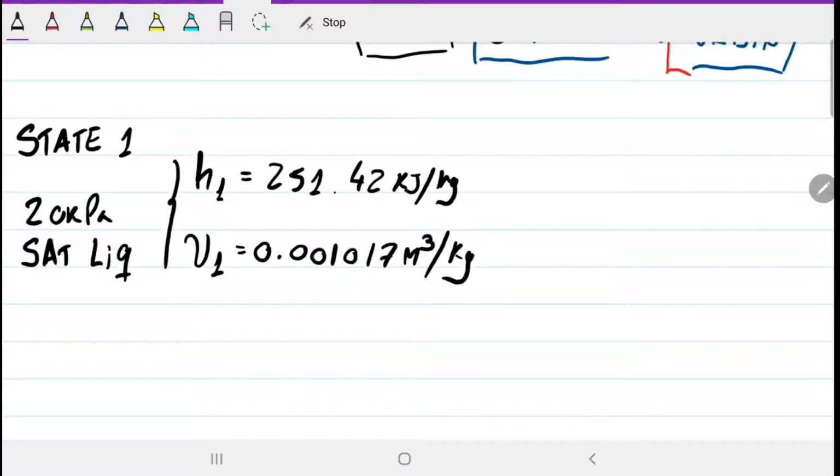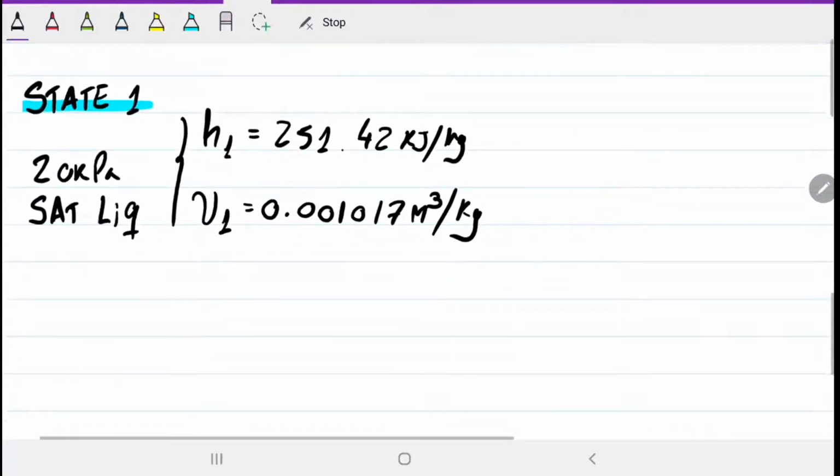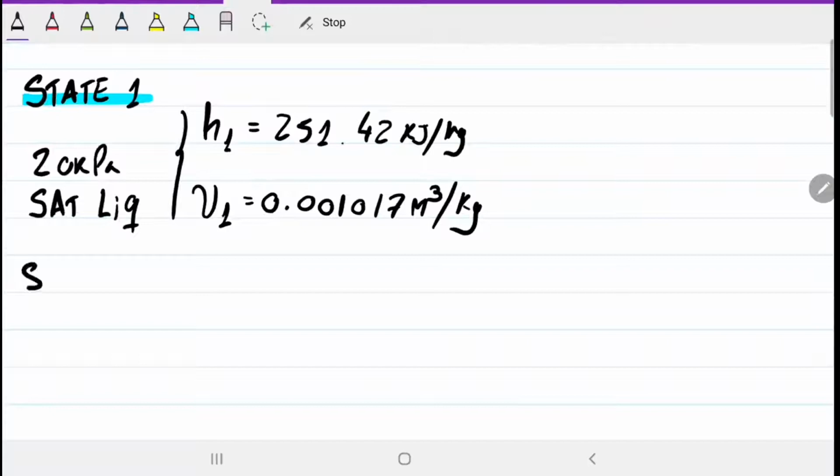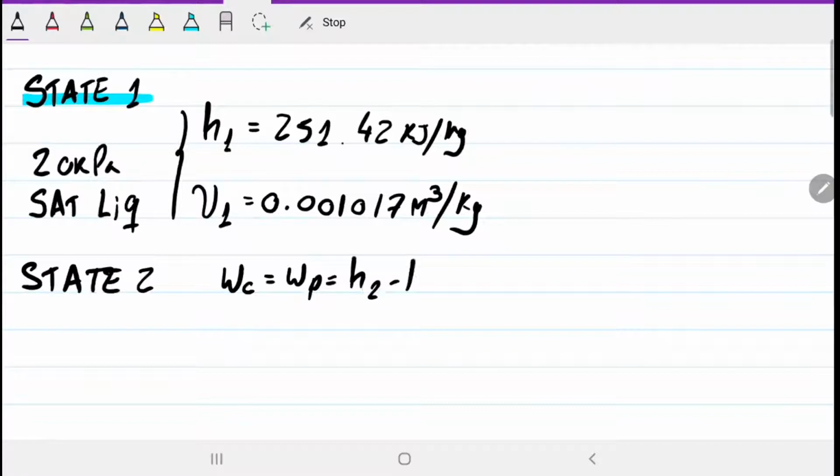Okay, so this one's done, defined, finished. As easy as that. Now we can do the next one, state 2. And for state 2, we know that the work of the compressor or the work of the pump is the difference between H2 and H1, which is also approximately specific volume 1 times the difference in pressure.